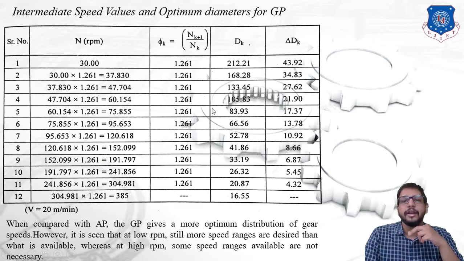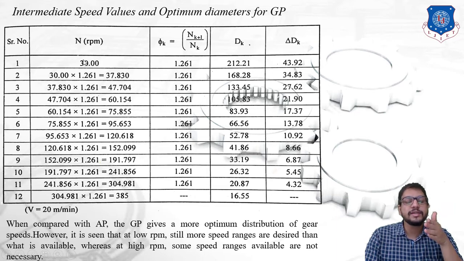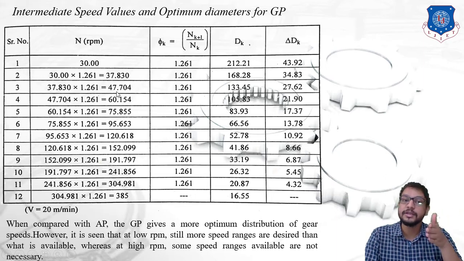47.704 rpm. So you can clearly see that the speed distribution in this case is much better compared to the arithmetic progression. In this case, we get a good distribution of speed. After 30 it is 37, then after 37 it is 47, then after 47 it is 60, whereas in AP we were getting the second speed, that is n2, equal to 62 rpm.